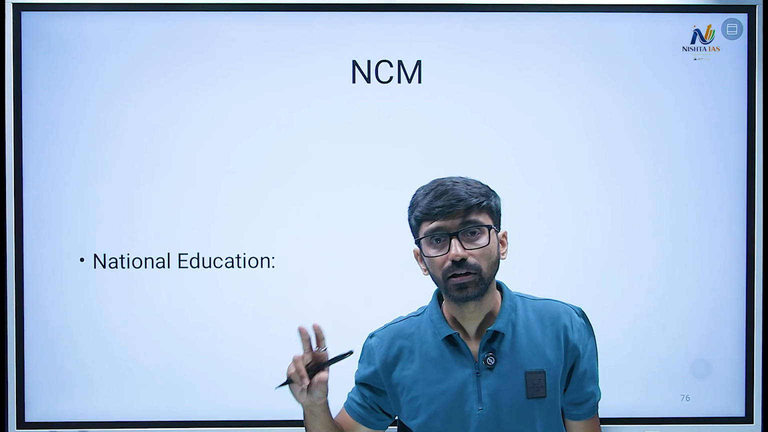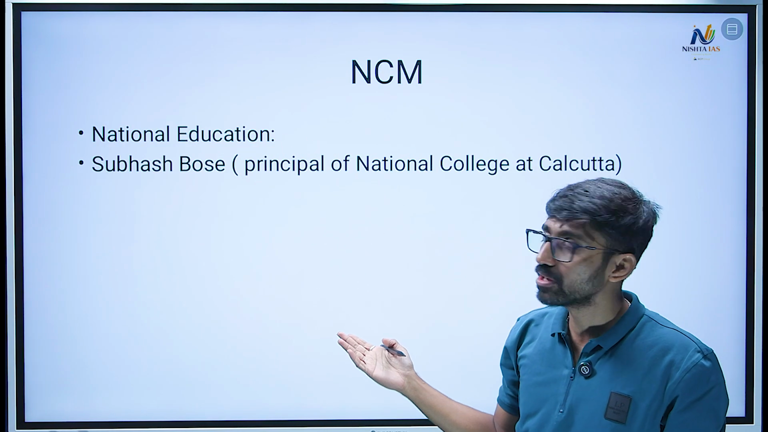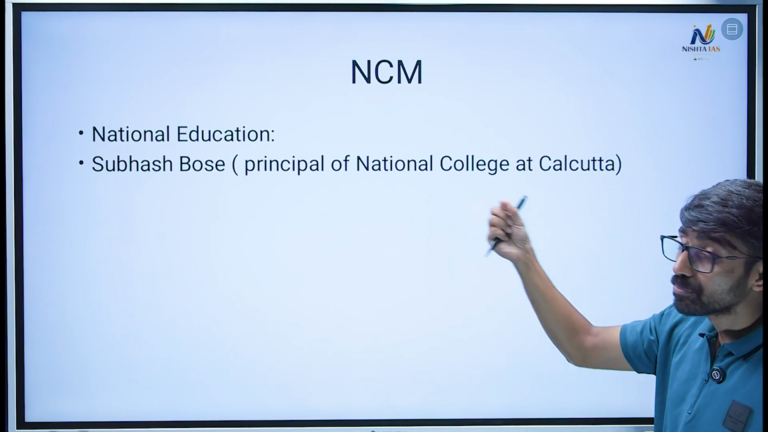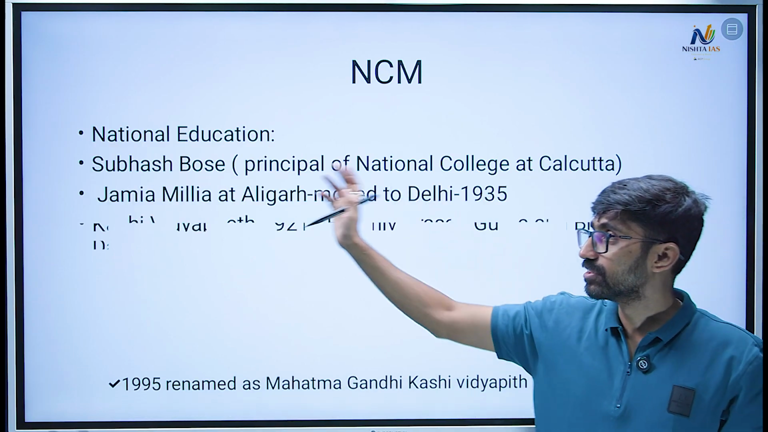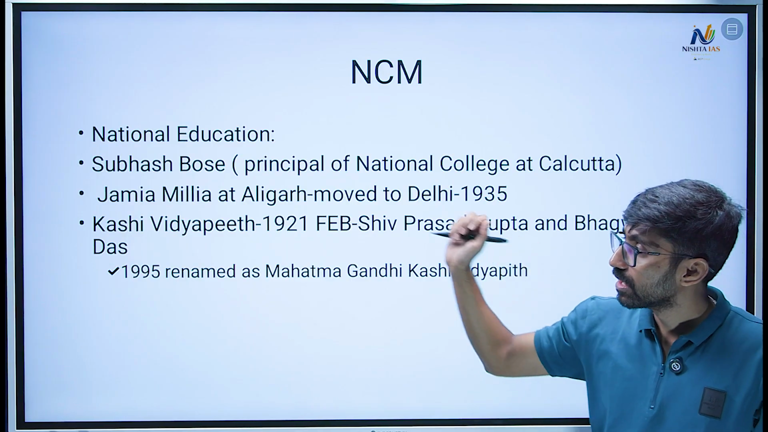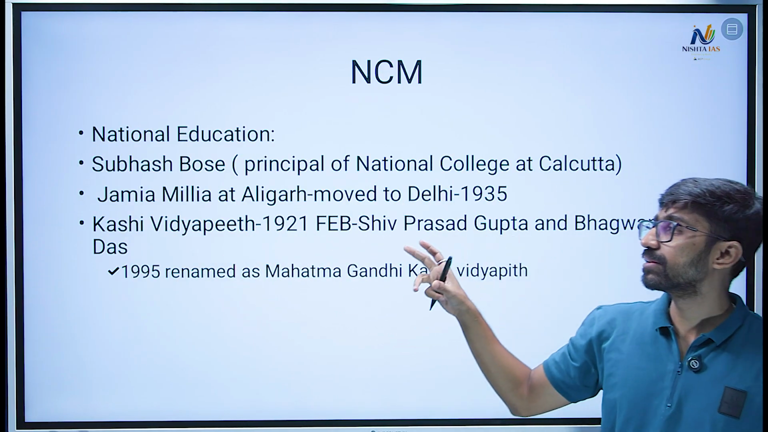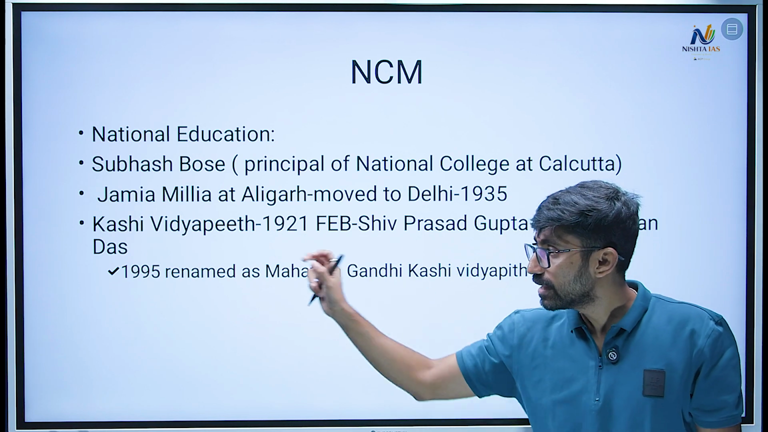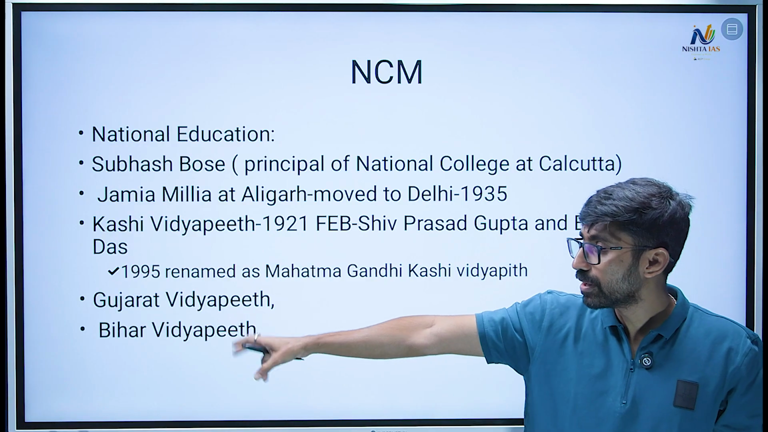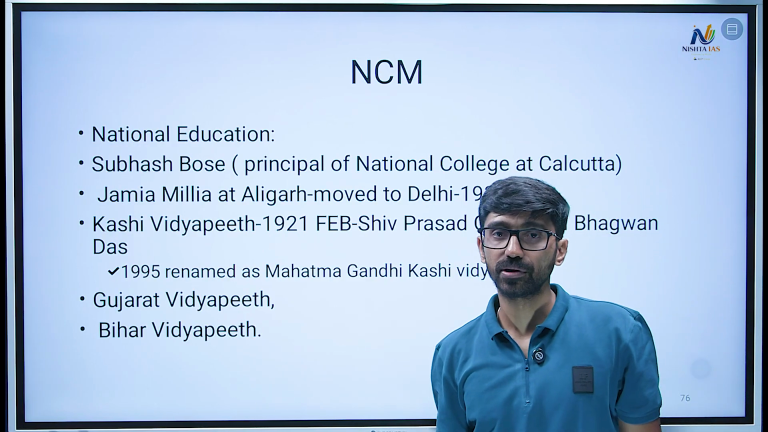Now, in the non-cooperation movement, look at some of the major events. National education was supported, and many institutions came into existence. Subhash Chandra Bose became the principal of National College at Calcutta. Then Jamia Millia was established at Aligarh, later moved to Delhi in 1935. Kashi Vidyapeth in 1921, in February: Shiva Prasad Gupta and Bhagwan Das established Kashi Vidyapeth, and in 1995 it was renamed Mahatma Gandhi Kashi Vidyapeth. Then Gujarat Vidyapeth, Bihar Vidyapeth. So all these things came during the non-cooperation movement.